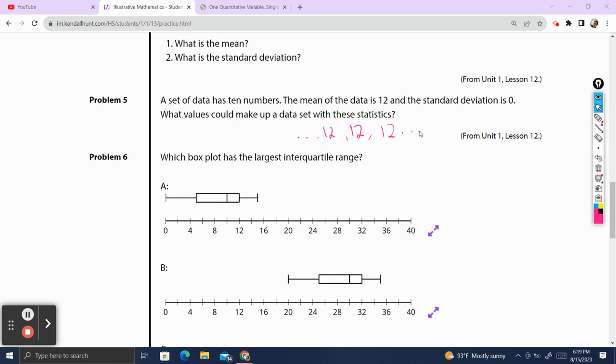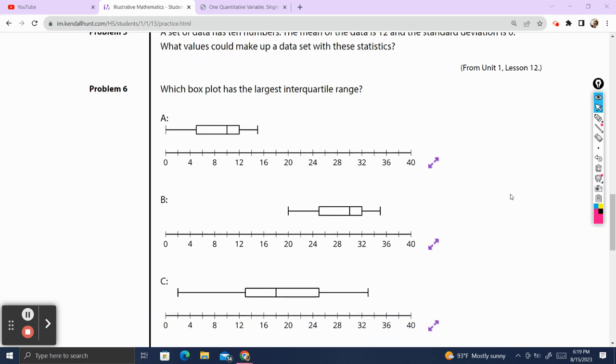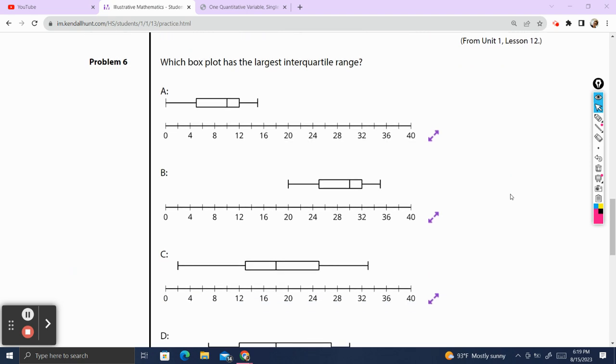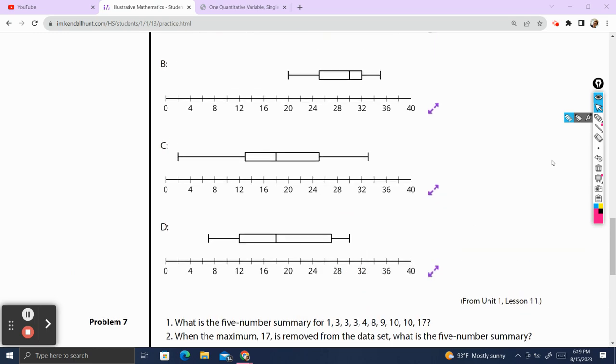If you remember from lesson 12, I think it was, we went over a question where all the data set was the number 7, and we calculated the mean and the standard deviation as 7 and 0.